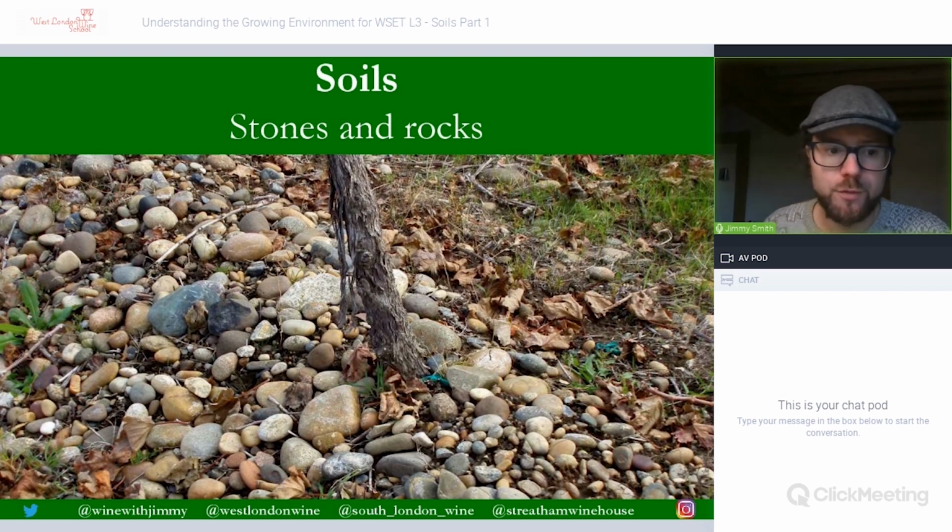And stones and rocks. So soils, as I just mentioned, that sit above the bedrock are made up of tiny particles of various sizes. Some of them are very easy to spot. Some of them are much more clumped together and very small, for example. So we have large stones and rocks, like you'll see in this picture.